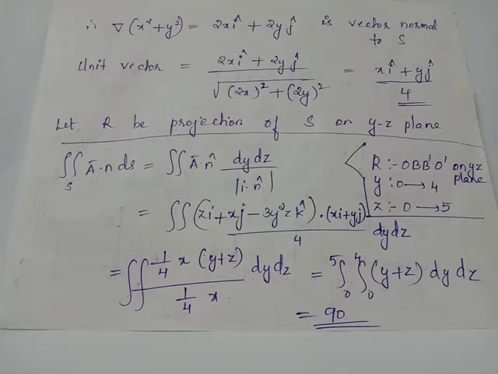In order to find the corresponding unit vector, we have to evaluate 2xi plus 2yj upon root of (2x) the whole square plus (2y) the whole square. Whenever you have a vector of the form ai plus bj and you wish to find the unit vector corresponding to this vector, you will have to evaluate ai plus bj upon root of a square plus b square. Thus, here we obtain the required unit vector n cap equals xi plus yj upon 4.